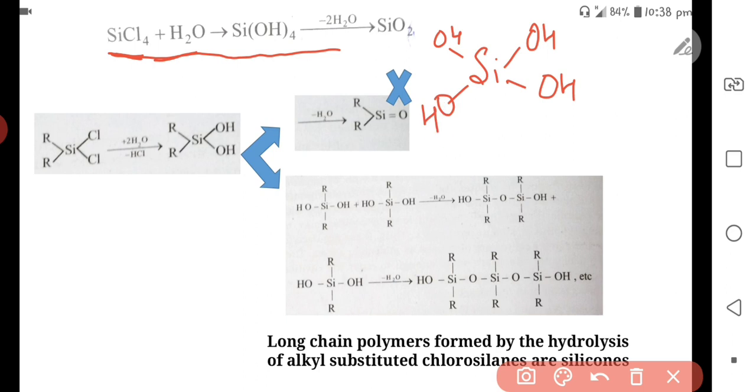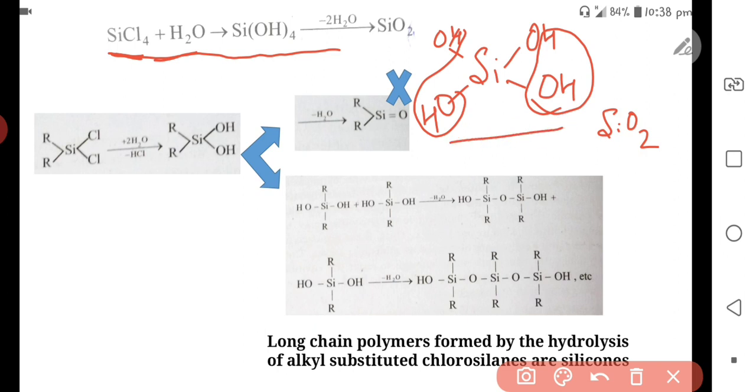Next, a molecule with 4 OH is very unstable, so immediately it will undergo dehydration, that is, water molecules will be eliminated. Water will be eliminated from here and from here, so what you are getting is SiO2. This is one of the common reactions of chlorosilane compounds. Chlorosilanes on hydrolysis give a hydroxyl compound, which immediately undergoes dehydration to form SiO2, a silica group.